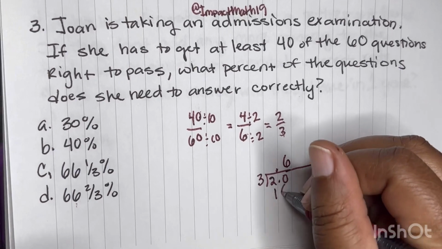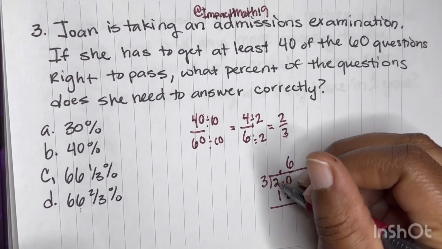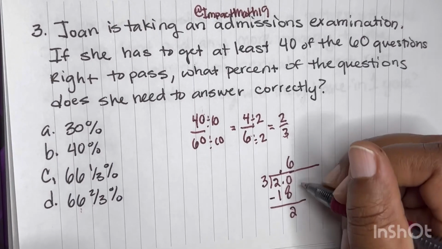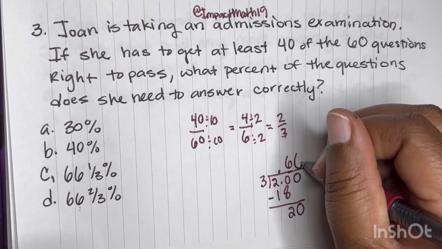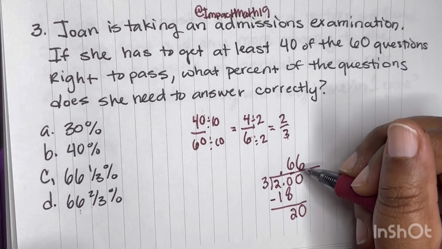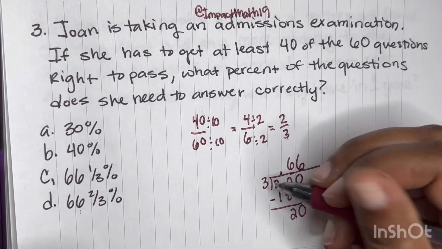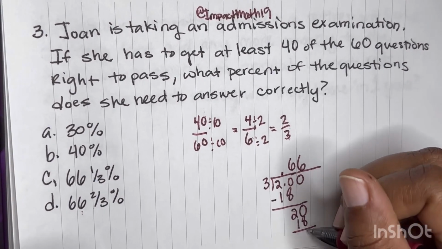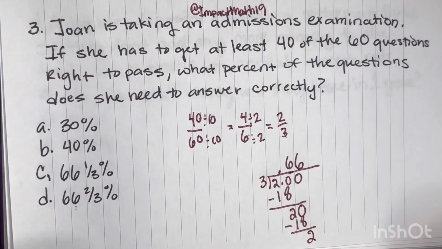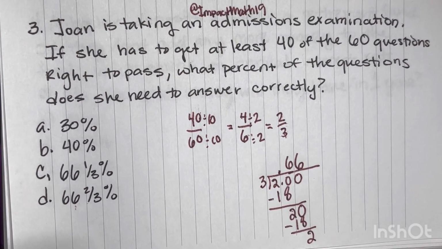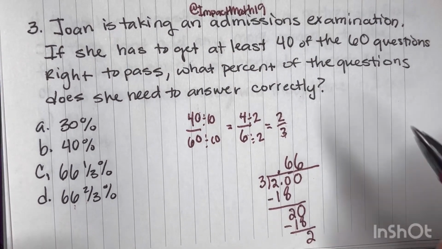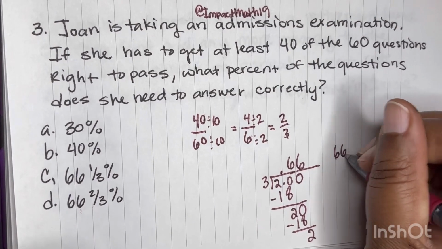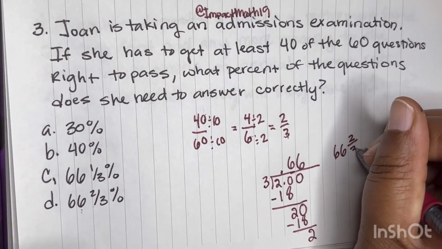So 6 times 3 is 18. And then 20 minus 18 is another 2. We're going to add another 0, drop down the 0. And you see how it's going to go 6 again. So we get 6 times 3 is 18. And you notice that this will just keep on repeating over and over again, right? So we can write this as a mixed number. We can write this as 66 and 2/3.